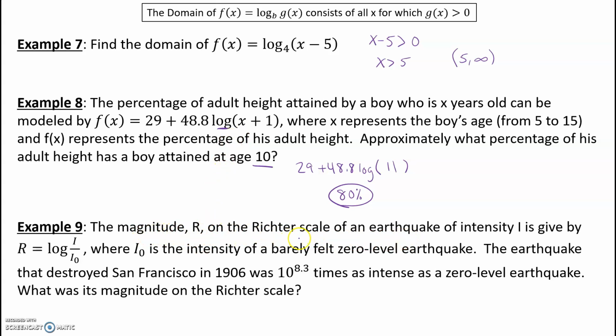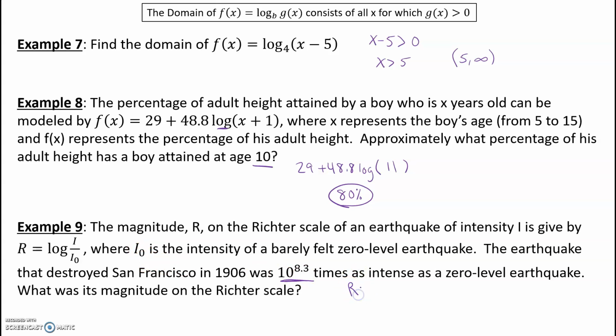Magnitude on a Richter scale. So this is talking about the Richter scale. The magnitude of an earthquake is given by this formula, where I sub 0 is the intensity of a barely felt 0 level earthquake. The earthquake that destroyed San Francisco in 1906 was 10 to the 8.3 power times as intense. So the intensity was 10 to the 8.3 times the intensity of a barely felt 0 level earthquake. So we're here.